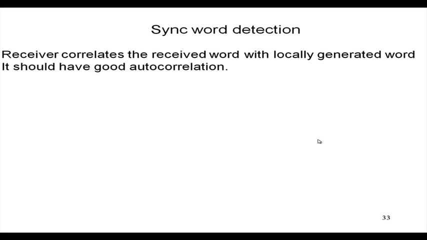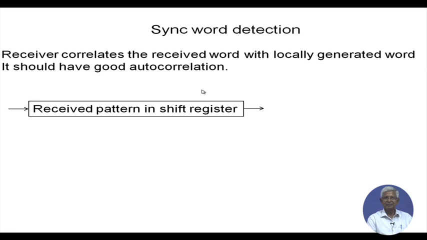That is another aspect, but let us look at these two things. So, how is it detected? Sync word, how is it detected? Let us see first. The receiver correlates the received word with a locally generated word, because it is known at the satellite also what the sync pattern is. So, the locally generated word should give a good autocorrelation.